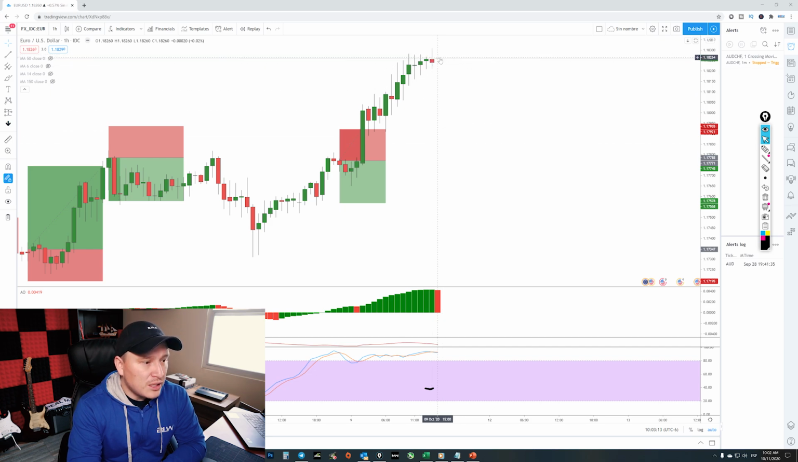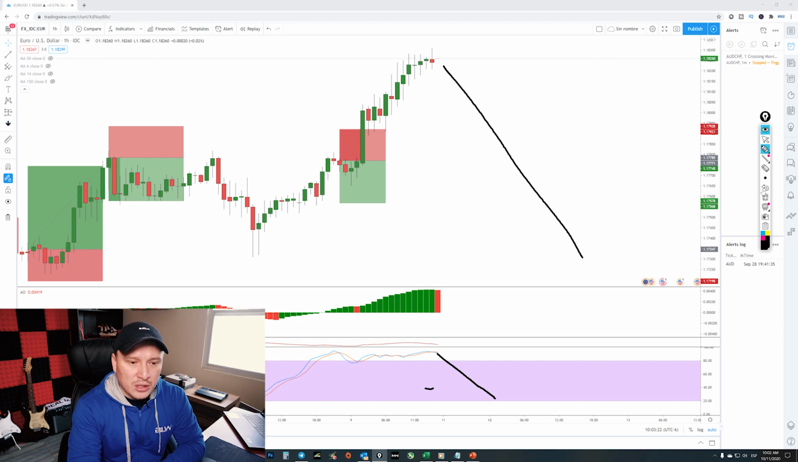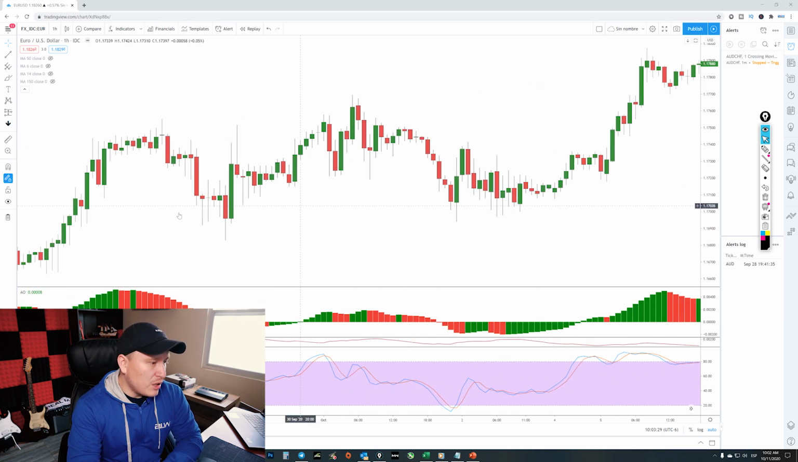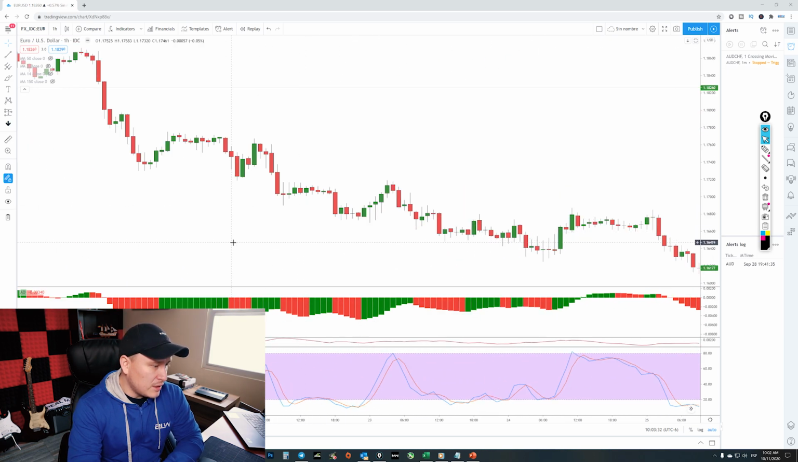Nevertheless, here is a good point to enter if I were to enter right now, because I know that it's going to continue dropping because of this. Boom, boom, boom. It's going to continue dropping. So this is how you actually manage to apply the strategy. Let's go ahead and take a look at another example a little bit further back. I don't know, let's say around here.